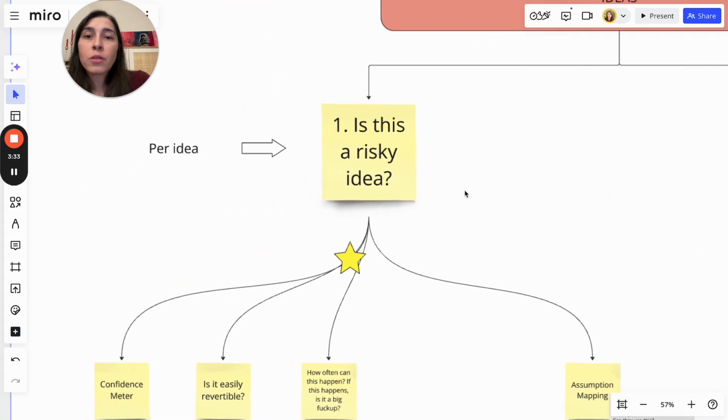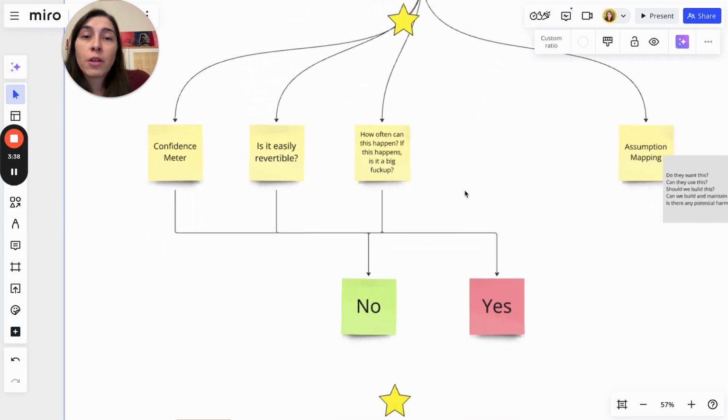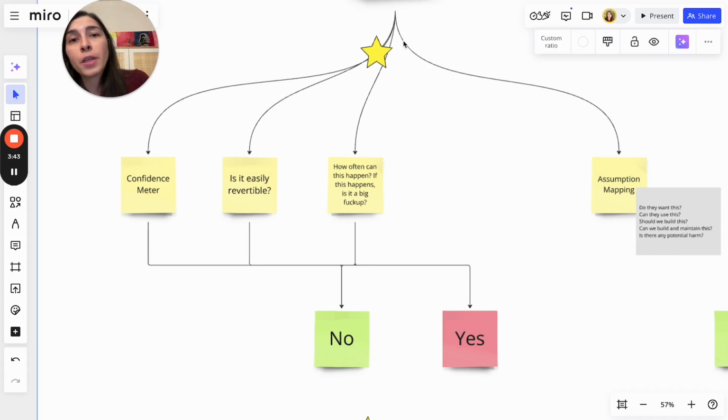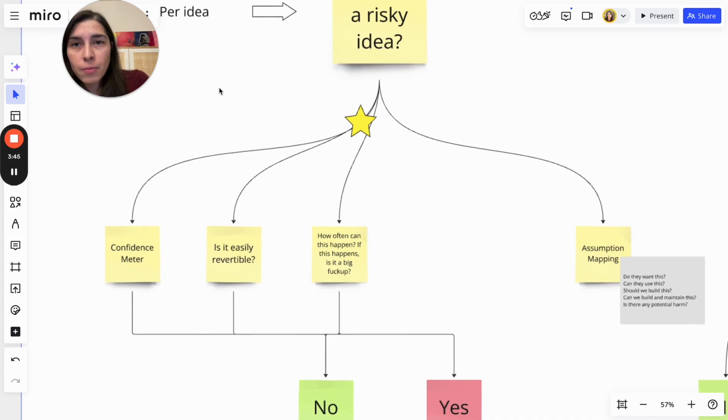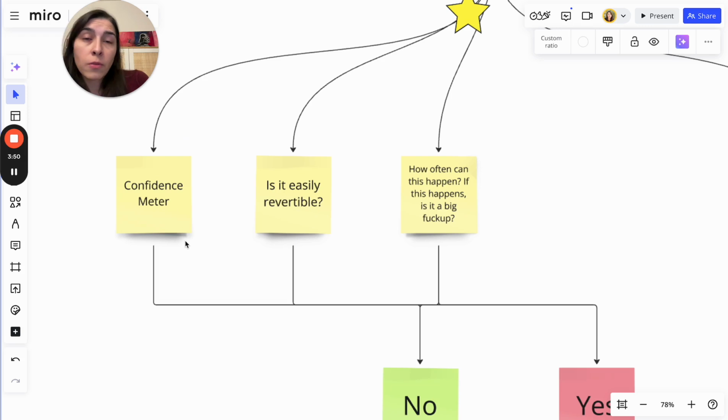The easy way to answer the first question is, actually, there are tools for that. You don't have to run a whole assumption mapping. You can, but you don't have to. The easy way to answer the question, is it a risky idea, is you take Itamar's confidence meter and map it against the confidence meter. If you have a lot of confidence, then it's probably not a risky idea. If you don't have a lot of confidence because there's not enough evidence, well, then you could consider it a risky idea. So you could say, yes, it is a risky idea.